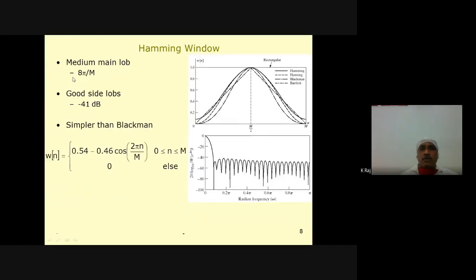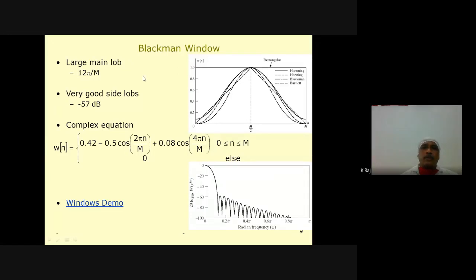Hamming window, again it describes the main lobe 8 pi by M, good side lobe that is minus 41 dB, and it is simpler than the Blackman. The equation for this one is 0.54 minus 0.46 cos 2 pi n divided by capital M for the given range of the length, otherwise this will become 0 here.